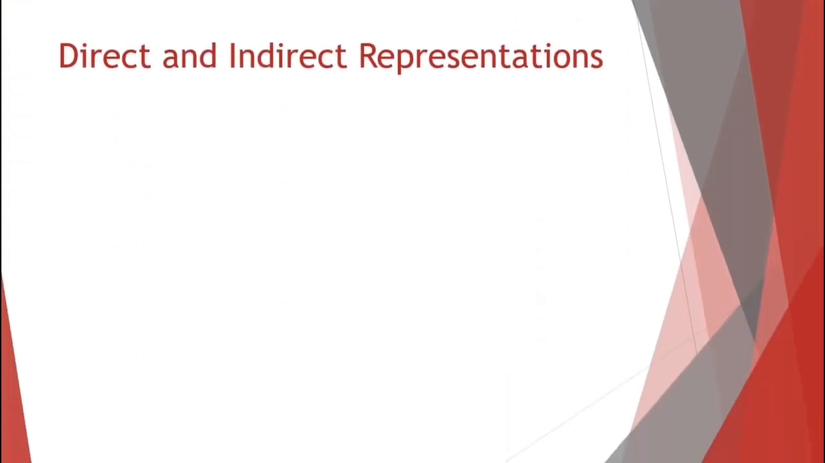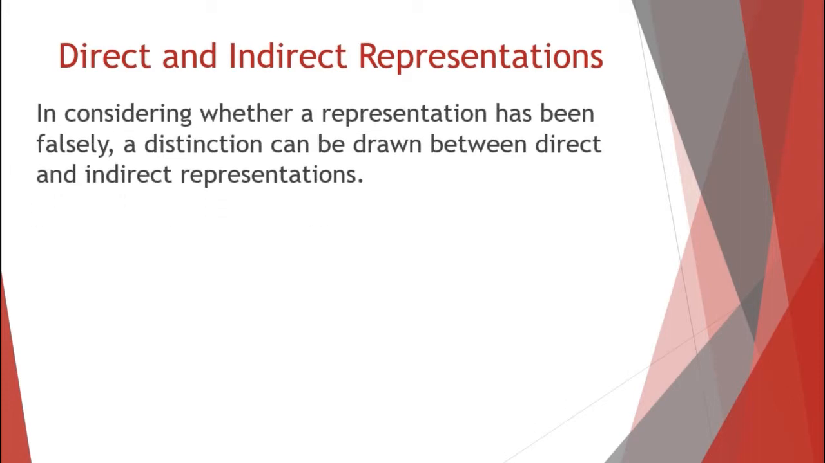Direct and indirect representations. In considering whether a representation has been made falsely, a distinction can be drawn between direct and indirect representations. It can, for example, be determined whether a representation made directly by the representor to the representee is false by simply having regard to the evidence. By contrast, it is more difficult to determine whether an indirect representation is false.